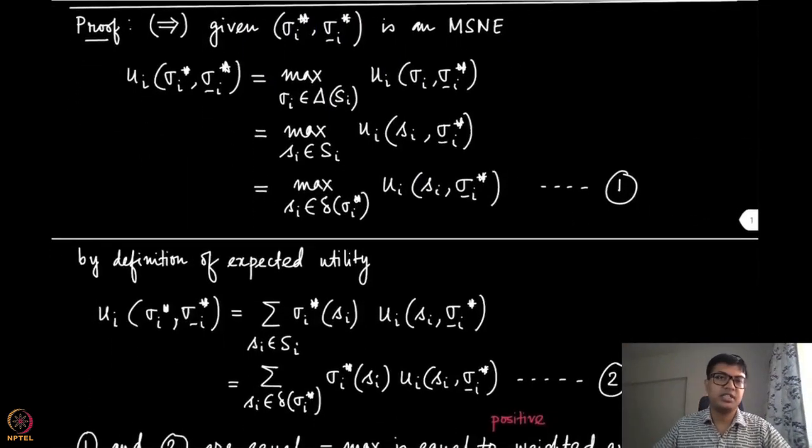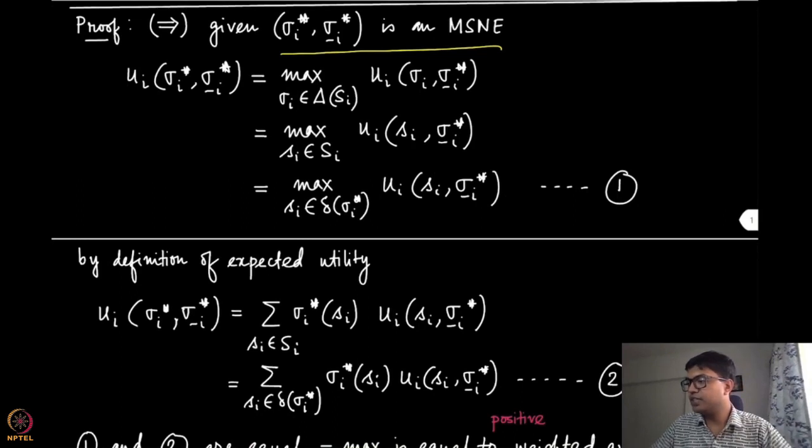So the first direction is the forward direction. Here we are given that this is a mixed strategy Nash equilibrium, and we are just going to use the definition of mixed strategy Nash equilibrium. By the definition, we are maximizing with respect to all the sigma_i's. Now we make use of the first observation that it is going to be the max over the strategy space. So maximizing the convex combination is equivalent to maximizing with respect to the pure strategy. And from the second observation, this is going to be the maximum over the support of sigma_i star. Let's call this the first sub-result.